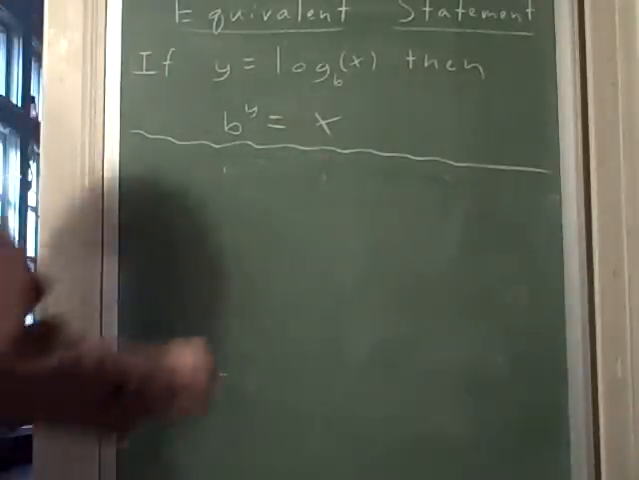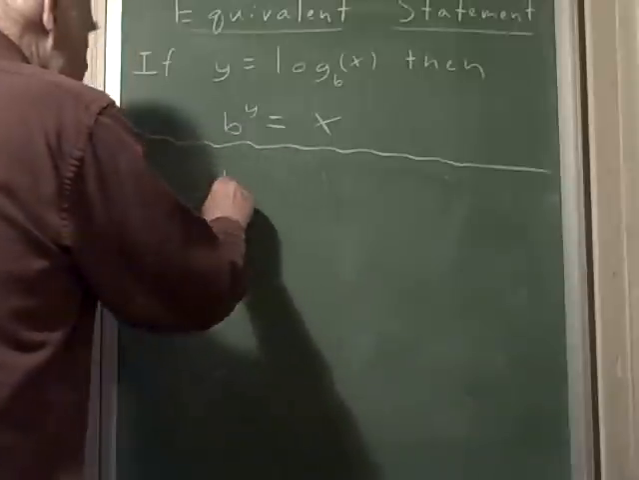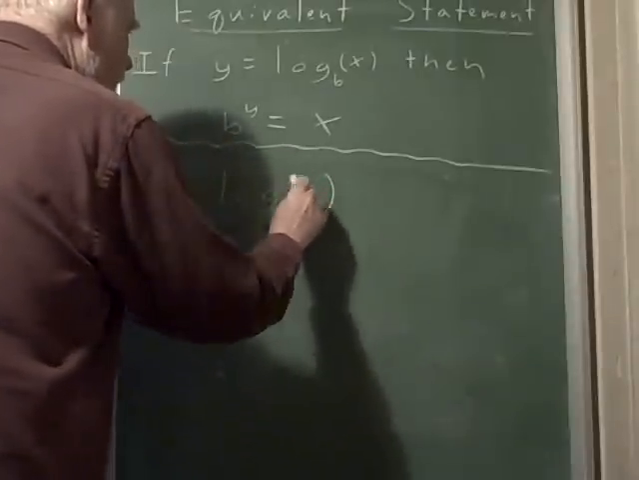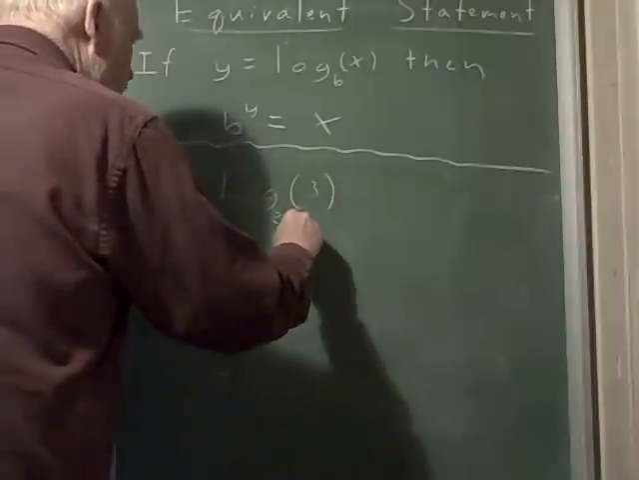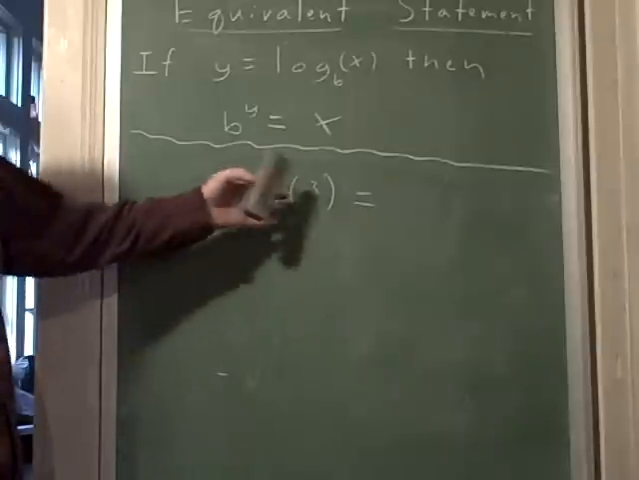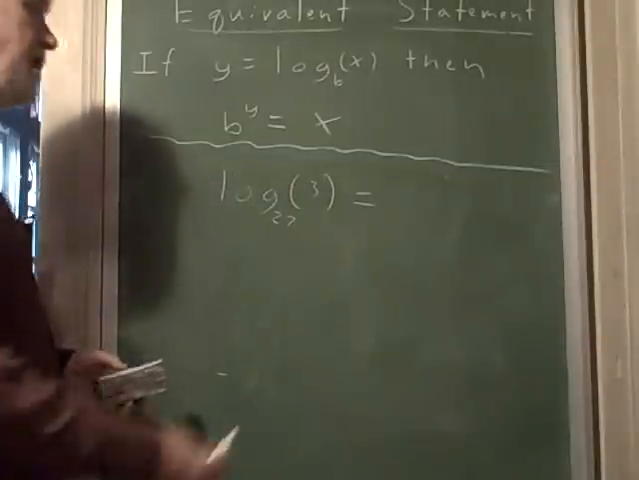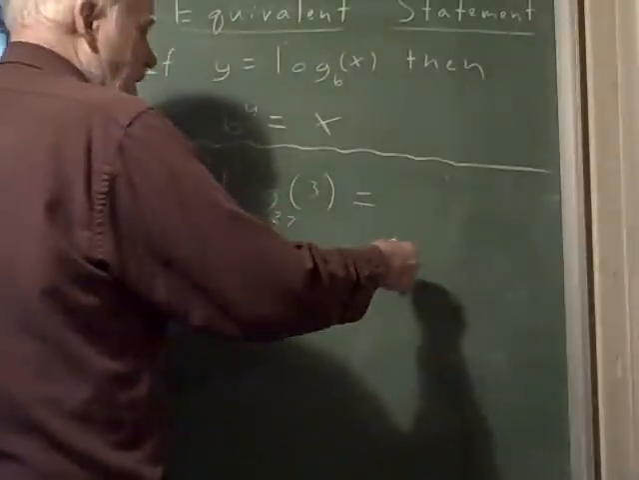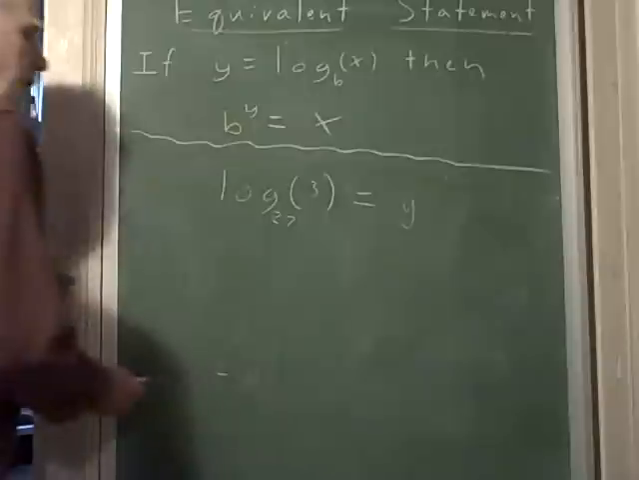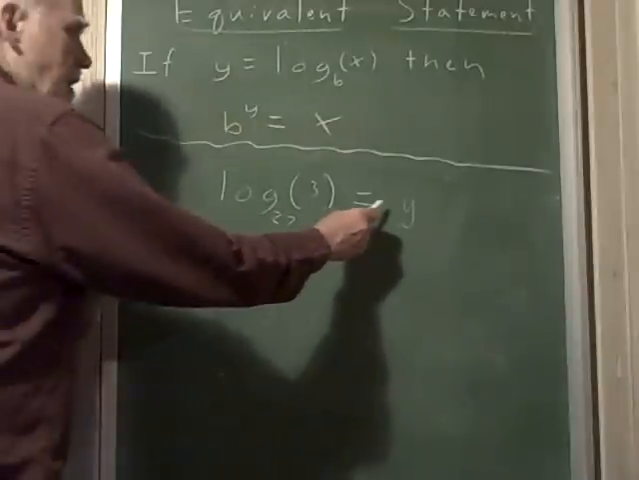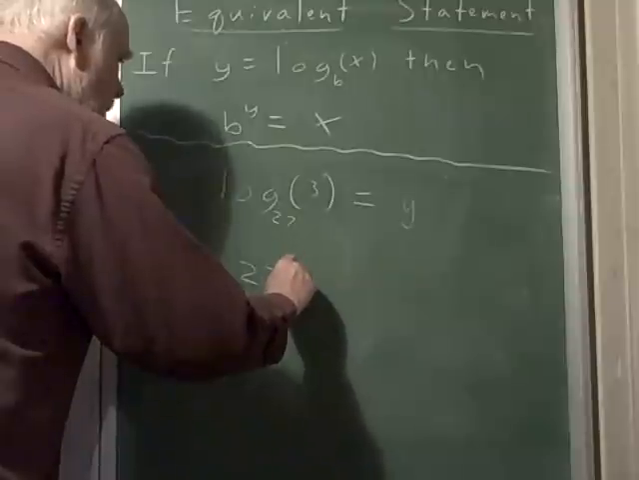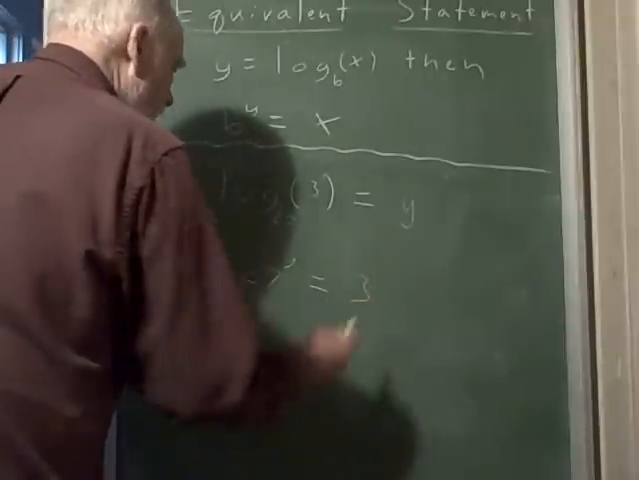The log of 3 base 27. Again, if we just have a log there, a good way to handle this is to name it something. I could name it z, I could name it x, it doesn't really matter. I'm just going to call it y. And then I can use the equivalence statement: 27 to the y power equals 3.